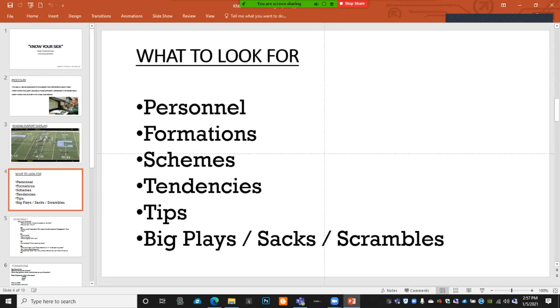What I tell these guys is what to look for. First thing, we're going to look at the personnel. Are they primarily a 10 personnel team? Do they go 11, 12? What do they do in certain personnels? Then their formations, the formations they utilize, and schemes, any tendencies or tips that you might see. And then I try to really look at any of the big plays: touchdowns, sacks, scrambles, big runs, anything like that.